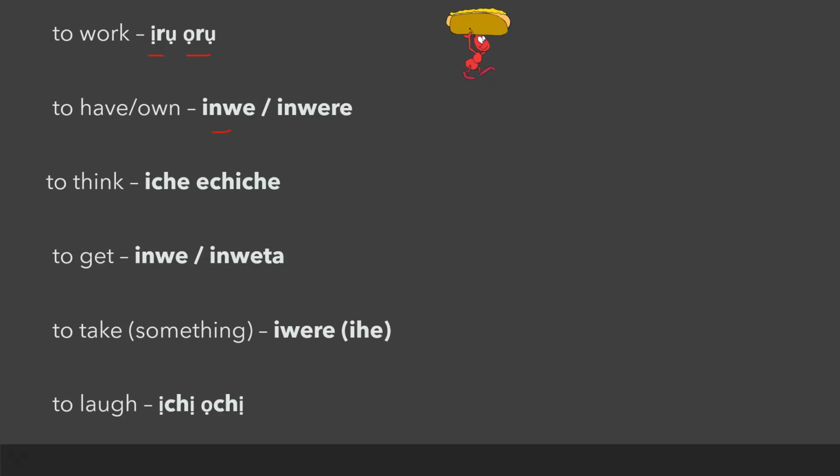To have. Inwe. To own. Inwere. You say, I own a car. Enwere m ụgbọala. Or, do you own a car? Inwere ụgbọala. Okay, to have is inwe, and to own, inwere, or you have.